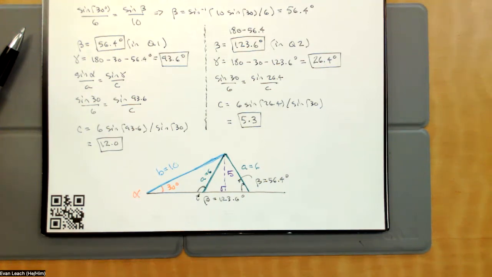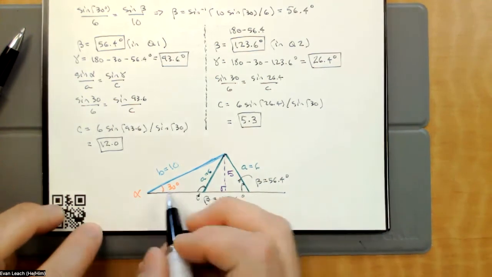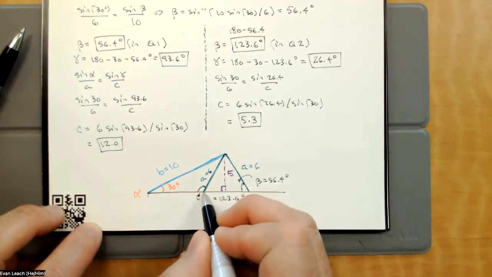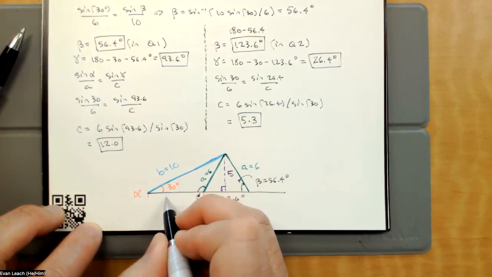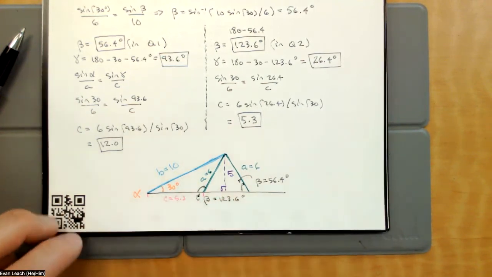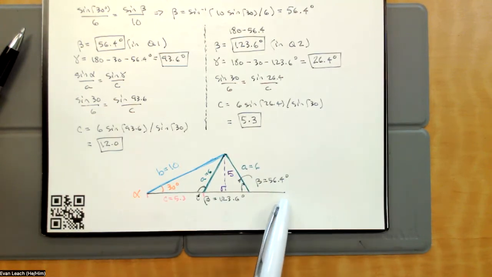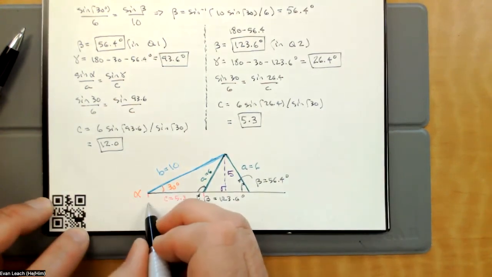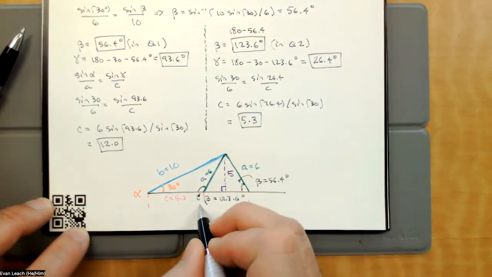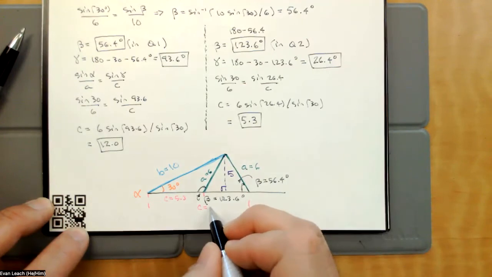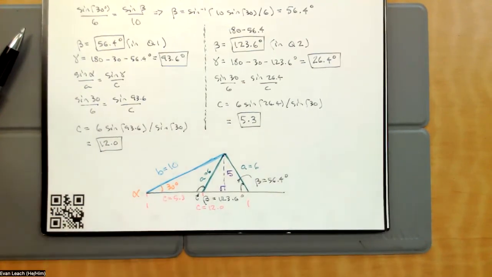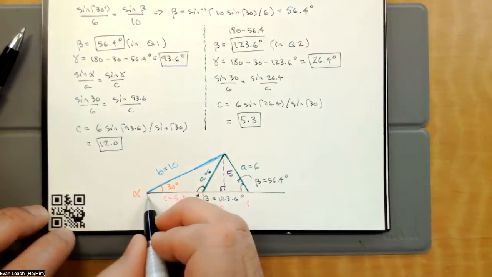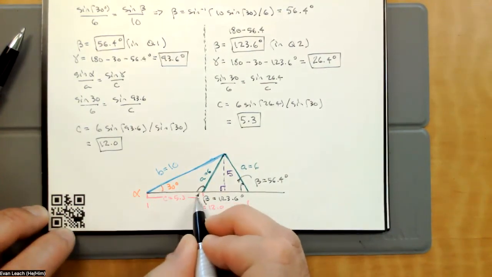When beta was the 123.6, notice that made side C shorter. So with this beta of 123.6, that gave us this length for side C. That would be 5.3 down here. But with the beta of 56.4, that gave us this length for C, and that one was 12. So there are our two values of C in our two triangles.